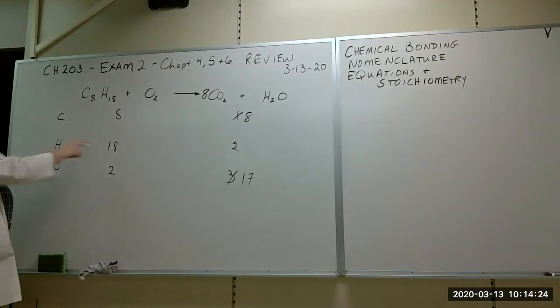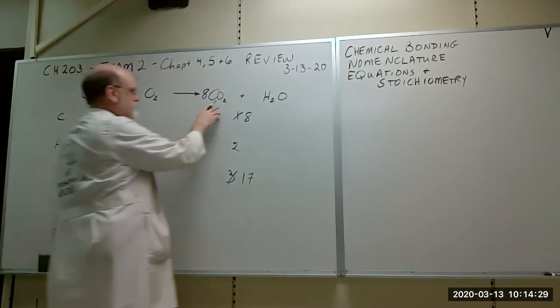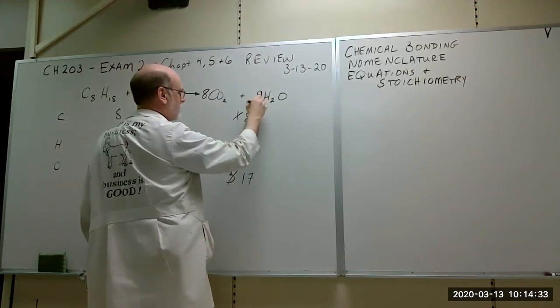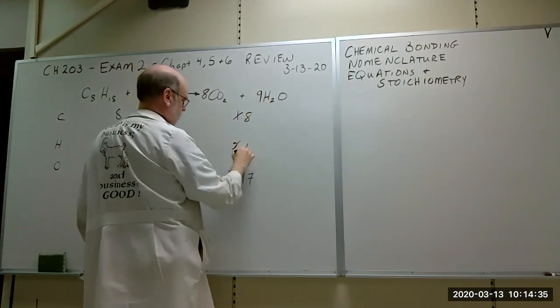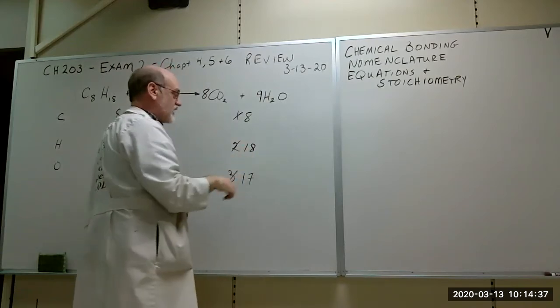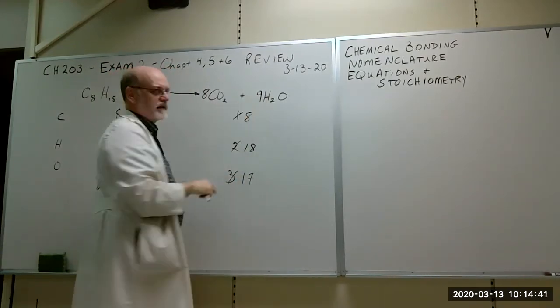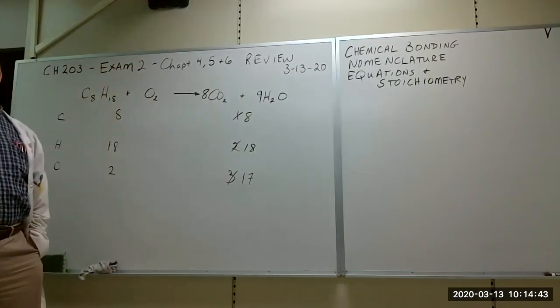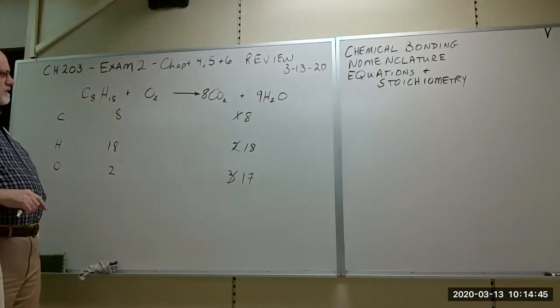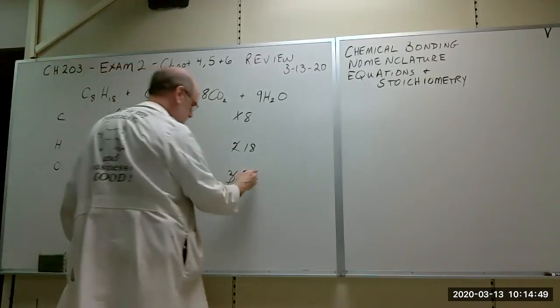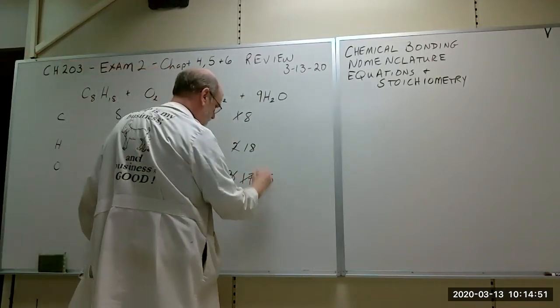Now we can do hydrogens. So we have 18 hydrogens here. Hydrogen's only one place here, so to get 18, we need 9 of them, right? Now that changed the oxygens again. So this is still 16 plus 9, what's that? 16 and 9 is 25, right? There we go.